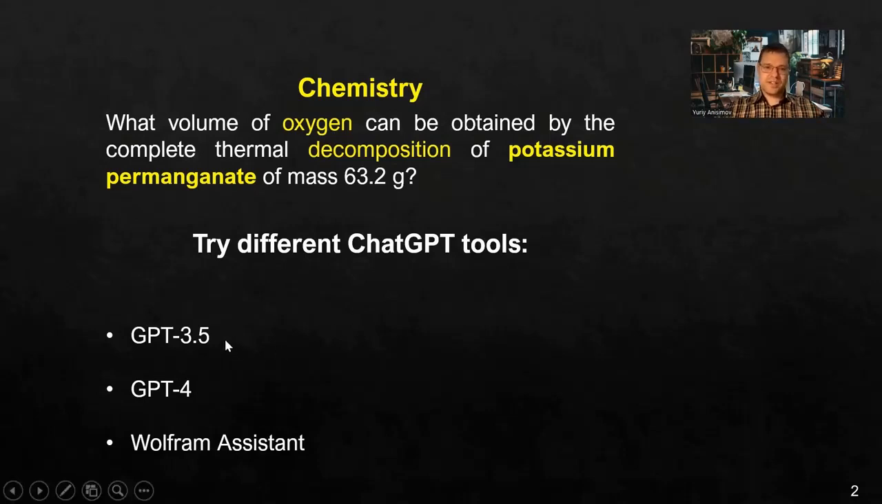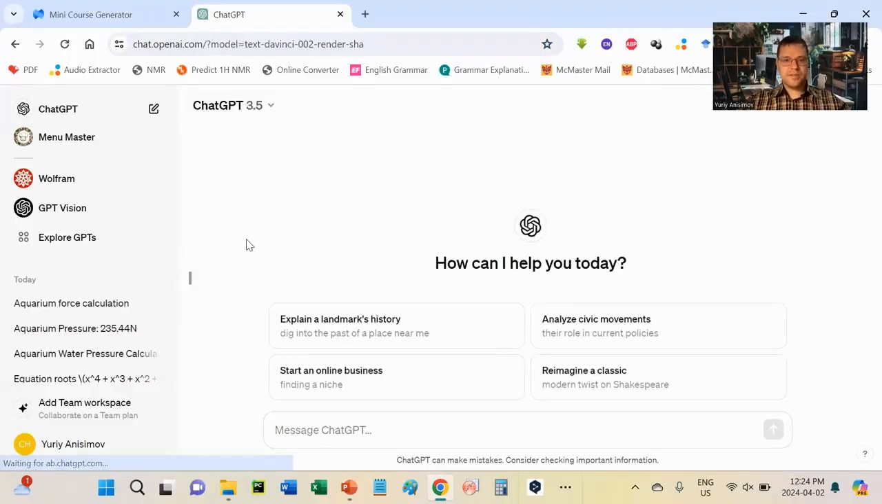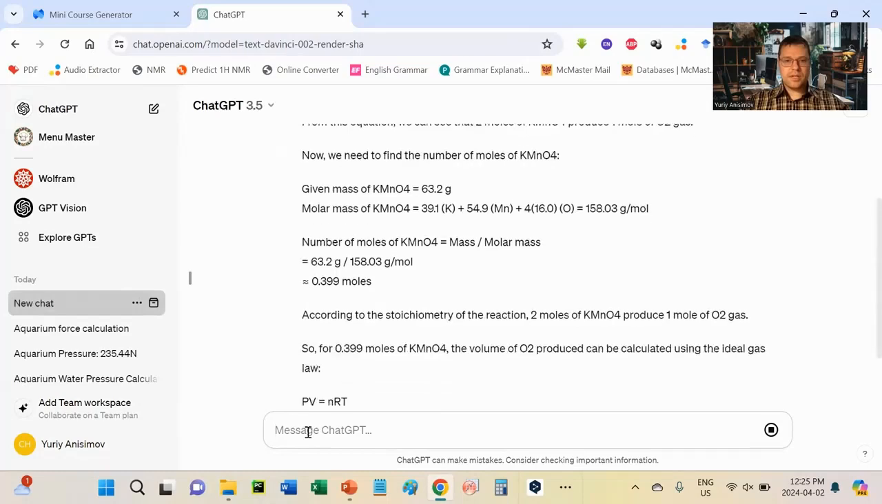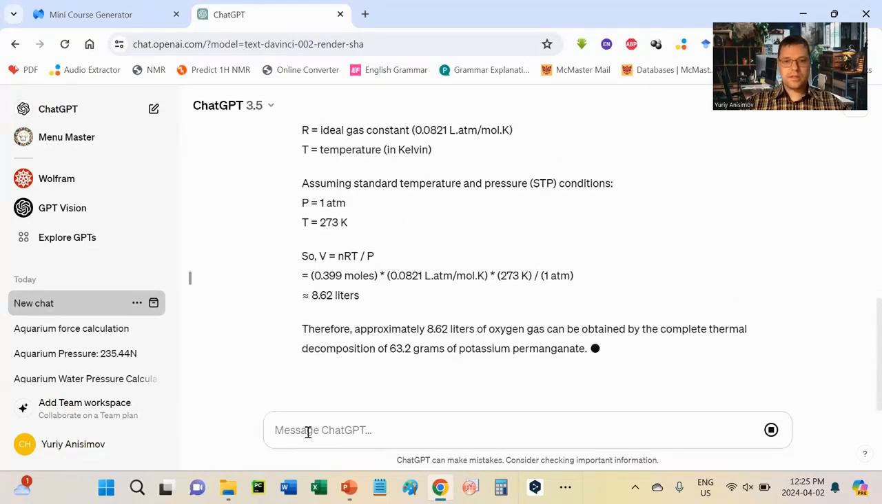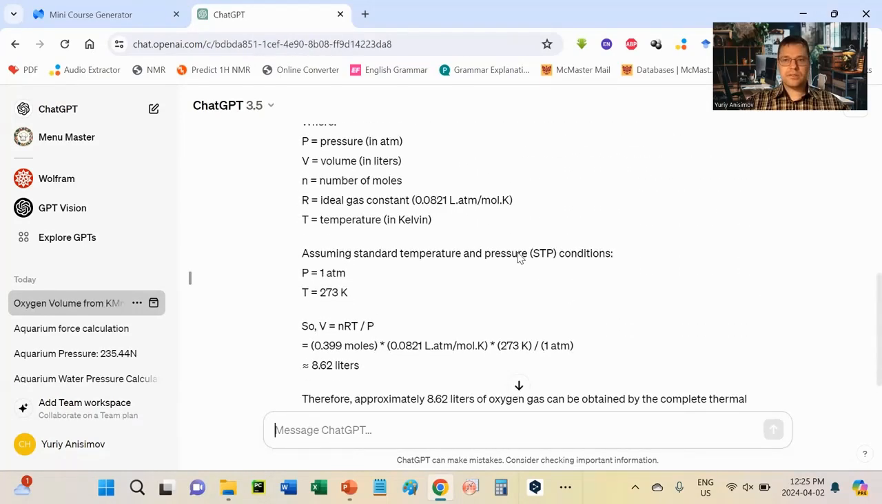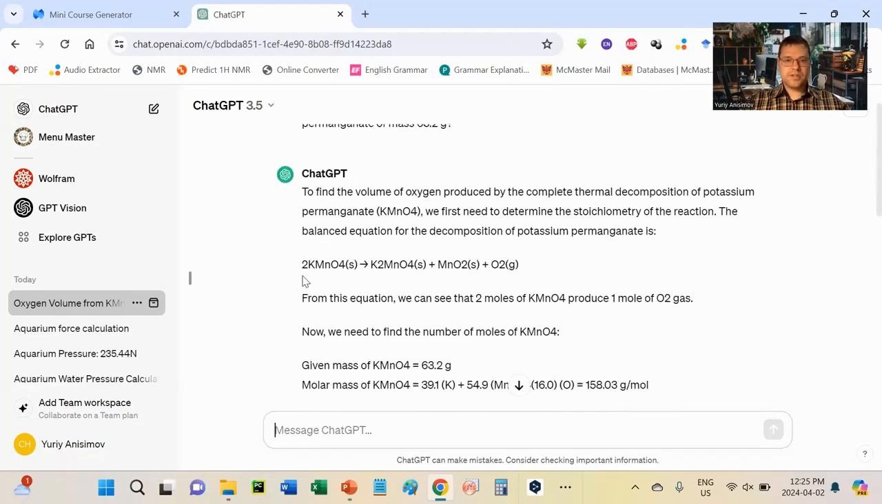As always, we try various ChatGPT tools: the 3.5 version, GPT-4 and Wolfram Assistant. Select 3.5. I will copy and paste the problem here. Okay, let's quickly go through the solution. So this is the reaction equation: 2KMnO4 solid yields K2MnO4 solid plus MnO2 plus O2. That's kind of interesting that it didn't show subscripts accordingly. Usually it shows them, but anyway.